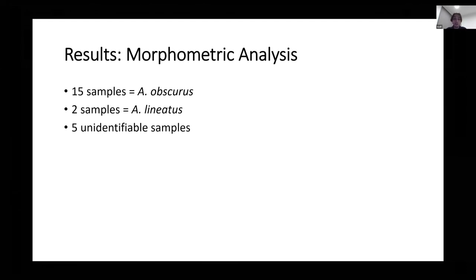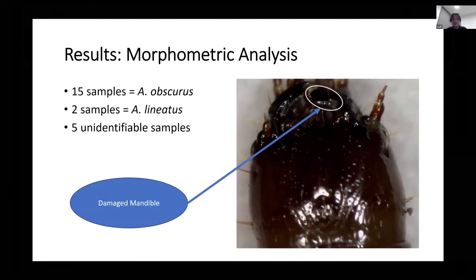However, what was more interesting was that a couple of the samples were unidentifiable. This is mainly due to the anatomical parts, such as damaged mandibles. As you can see in the image here, it's really hard to actually properly measure that, so it wouldn't make a good conclusive identification in the end. So in the end, I just left it as unknown.